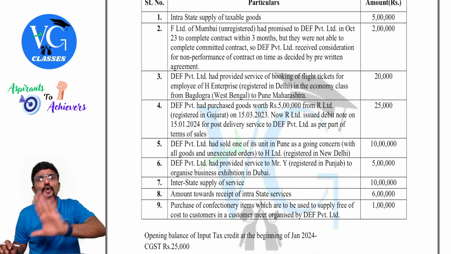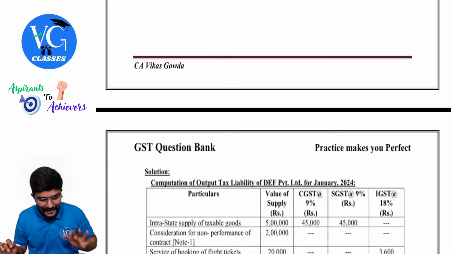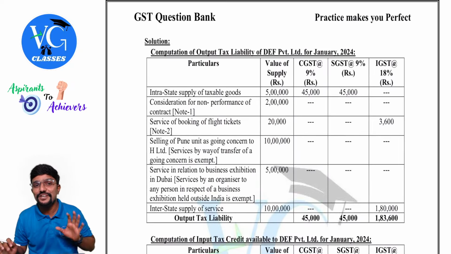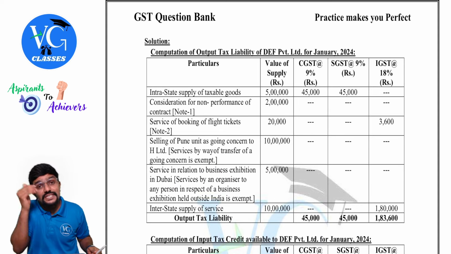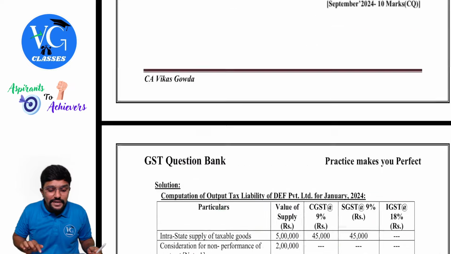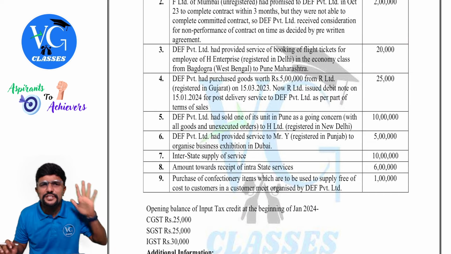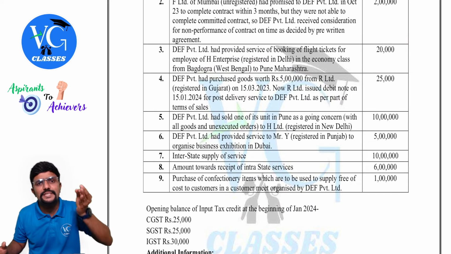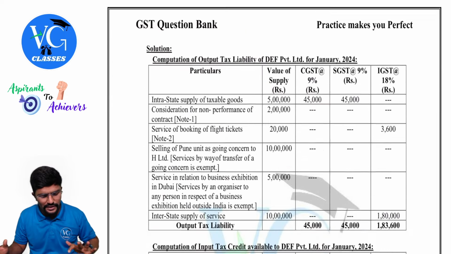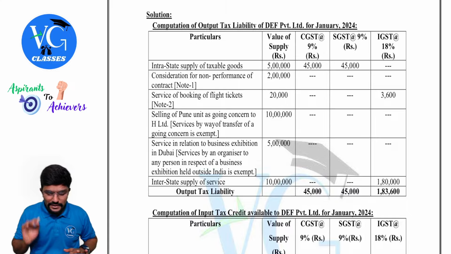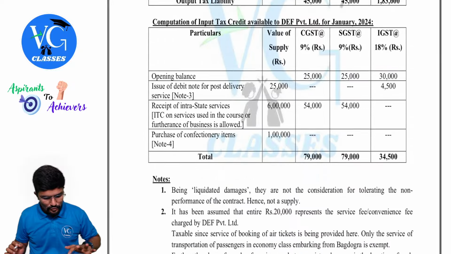Is this exempt? No, this is taxable. This is taxable, guys. Please be careful with it. As they have used the word Bagdogra, you may get confused and consider it as exempt. Actually, no. On flight ticket, whatever is the GST, that is exempt. But here, the 20,000 that DEF Private Limited is charging is not flight ticket. It is like a commission. They are a dealer engaged in booking flight tickets, guys. Is that clear? I have also given a note for it. So it is not exempt, hence taxable 3,600, guys. 18% of 20,000.